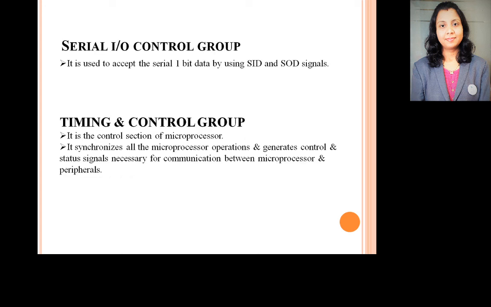Serial IO control group, it is used to accept the serial 1-bit data by using SID and SOD signals. SID is serial input data, SOD is serial output data. Timing and control group, it is the control section of microprocessor, synchronizes all the microprocessor operations and generates control and status signals necessary for communication between the microprocessor and peripherals.